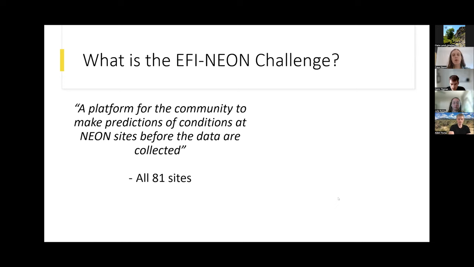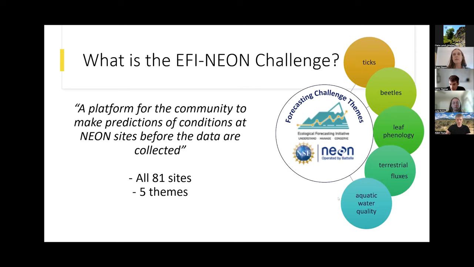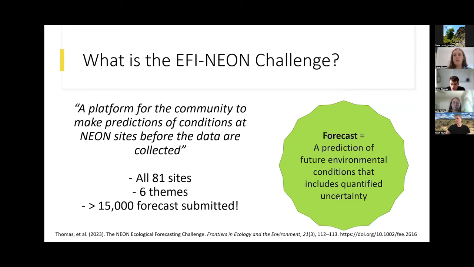The data comes from all 81 NEON sites, both terrestrial and aquatic, and we'll talk about that in a sec, and covers 5 different themes across all levels of ecology, from ticks and beetles, thinking about community and populations, leaf phenology, thinking about these phenological processes, as well as covering terrestrial and aquatic sites, from our terrestrial fluxes challenge through to the aquatic water quality, which we're going to be looking at today. Just to reiterate, a forecast is a prediction of these future environmental conditions that includes quantified uncertainty.